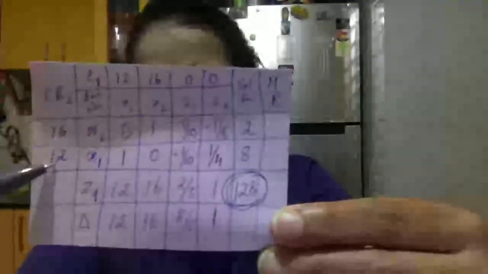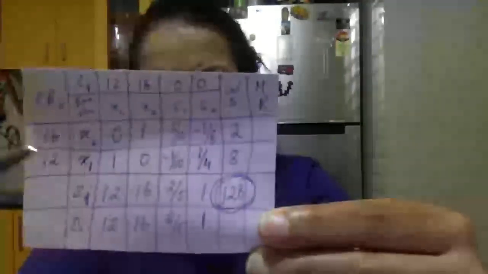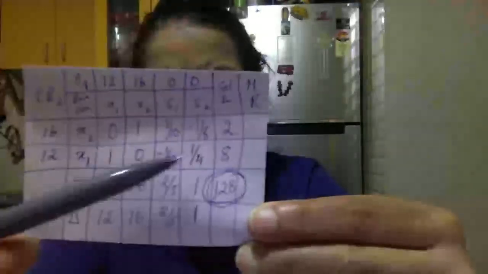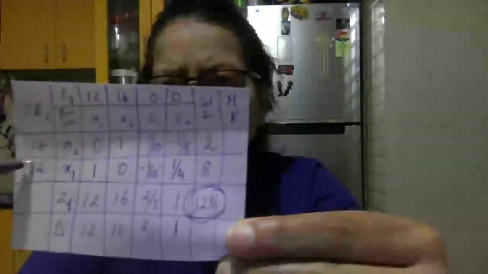X1 is 8. So 16 into x1 is 16, is this 12? It looks like 16 from the back, sorry. 12x1 plus 16x2 you have to do. So this is 12, x1 will be 8, 12 into 8 plus 16 into x2, that is 16 into 2. So 16 into 2 is 32, 12 into 8 is 96, 96 plus 32 is 128.